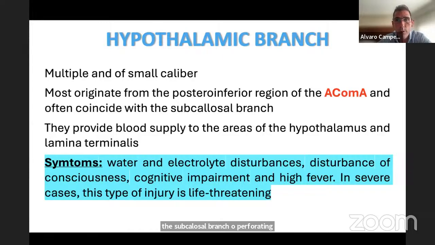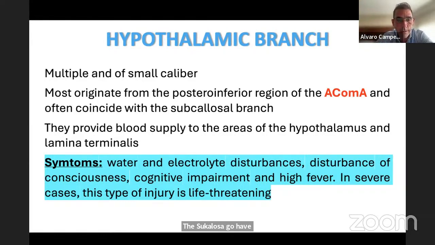What about the hypothalamic branch? They are the most important because the consequence, if we clip or damage them during the surgery, could be very, very bad for the patient. Usually there are multiple, of small caliber, different from the subcallosal, and most originate from the posterior inferior region of the ACom artery and often coincide with the subcallosal. The subcallosal have a direction a little bit more superior.